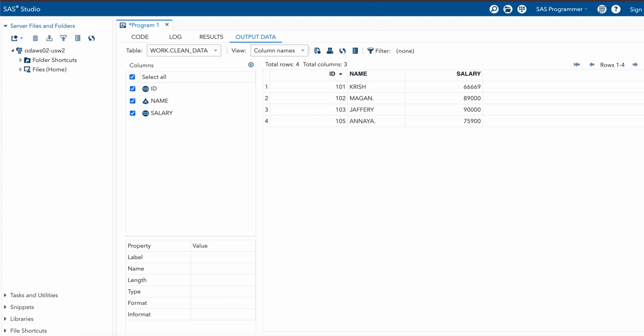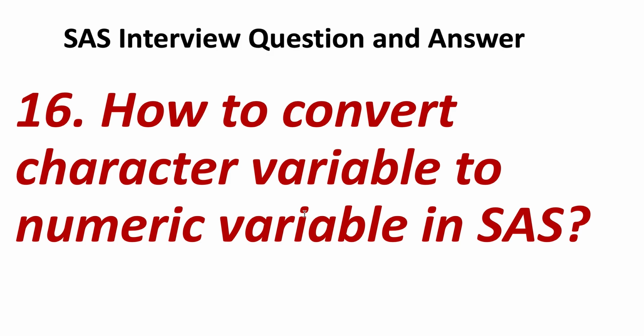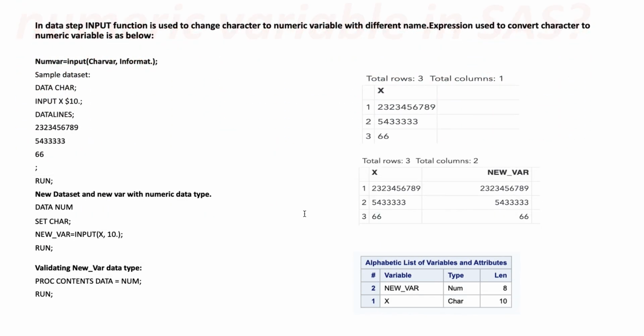Thank you. SAS interview question and answer. Question number 16. How to convert a character variable to a numeric variable in SAS? This question is asking about how you convert a character to a numeric variable in a SAS dataset. In a SAS data step, the INPUT function is used to change a character to a numeric variable with a different name. The syntax is given here. Numeric variable equals INPUT character variable with informat.